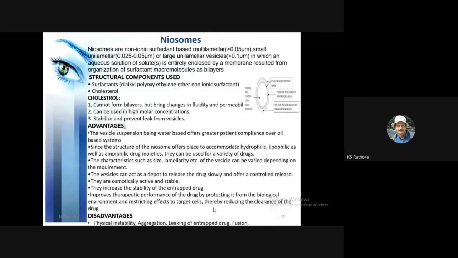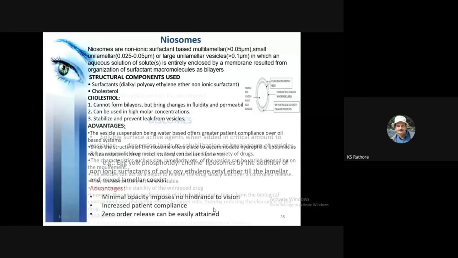Similarly, niosomes are made of non-ionic surfactants, and they provide many advantages, like patient compliance. They can accommodate hydrophilic, lipophilic, and amphiphilic drug moieties, and are used for a variety of drugs. Characteristics such as size or lamellarity of these vesicles can be varied depending on requirement. They are osmotically active and stable. They increase the stability of the entrapped drug and improve its therapeutic performance by protecting it from the biological environment and restricting effect to target cells, thereby reducing clearance of the drug. Certain disadvantages are physical instability, aggregation, leaking of the entrapped drug, and fusion or bursting effect.